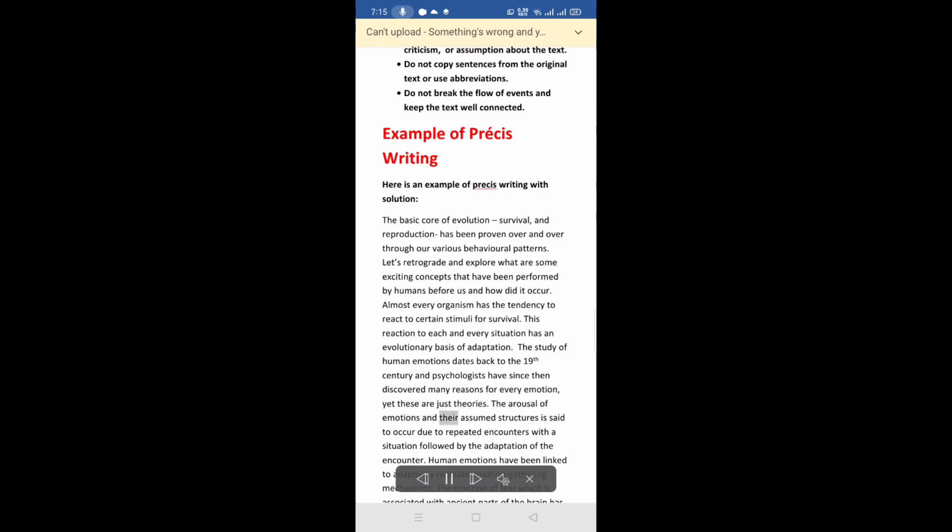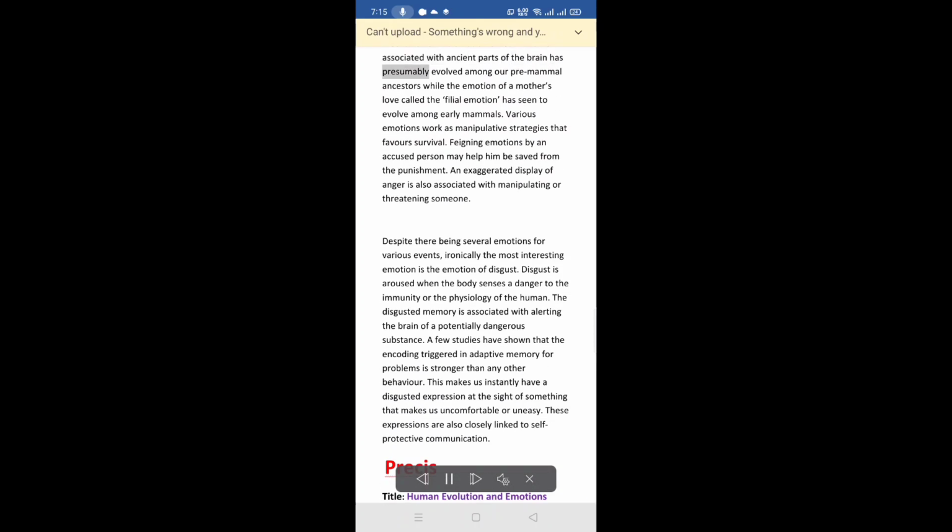The arousal of emotions and their assumed structures is said to occur due to repeated encounters with a situation followed by the adaptation of the encounter. Human emotions have been linked to adaptively regulate emotion-gathering mechanisms. The emotion of fear, which is associated with ancient parts of the brain, has presumably evolved among our pre-mammal ancestors, while the emotion of a mother's love, called the filial emotion, has seemed to evolve among early mammals. Various emotions work as manipulative strategies that favor survival. Feigning emotions by an accused person may help him be saved from the punishment. An exaggerated display of anger is also associated with manipulating or threatening someone.